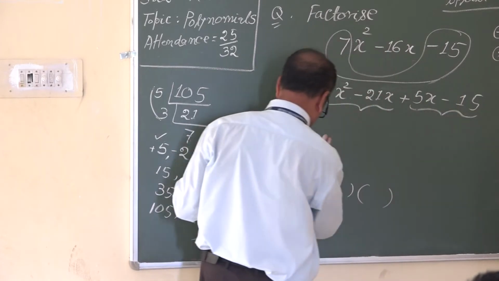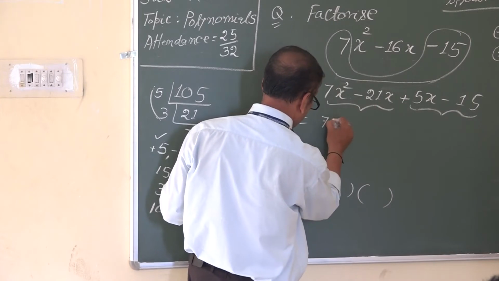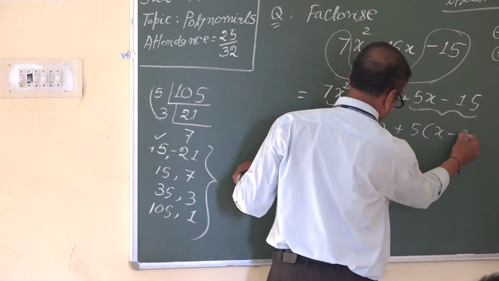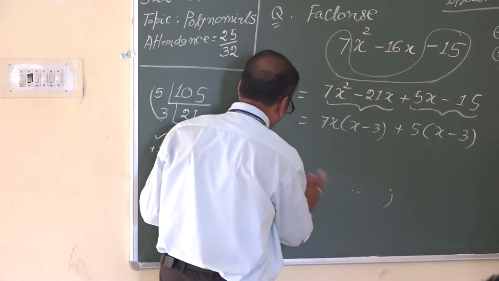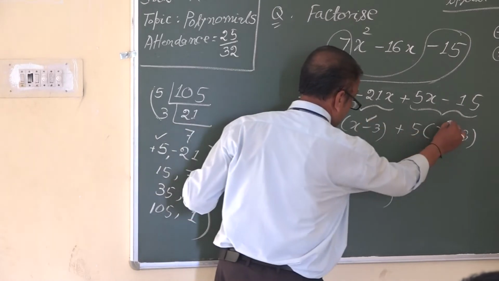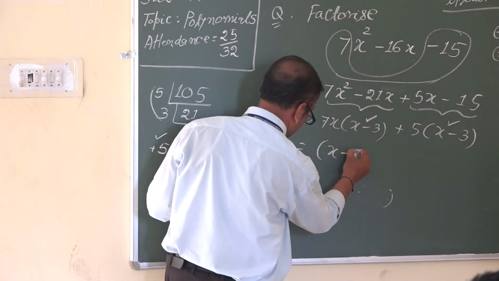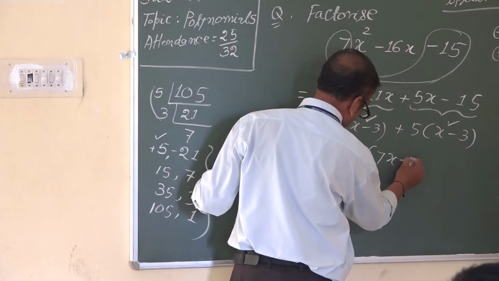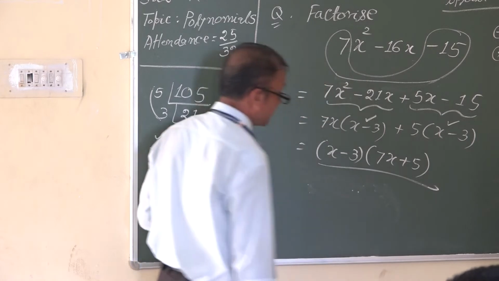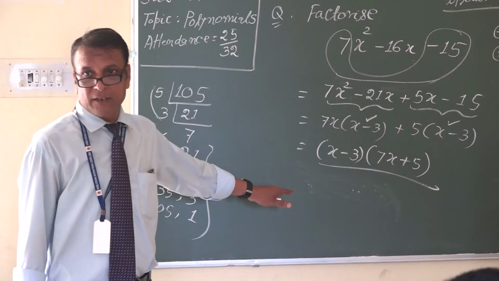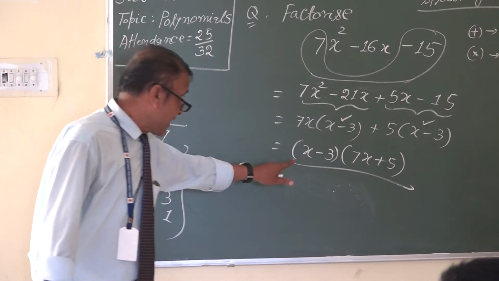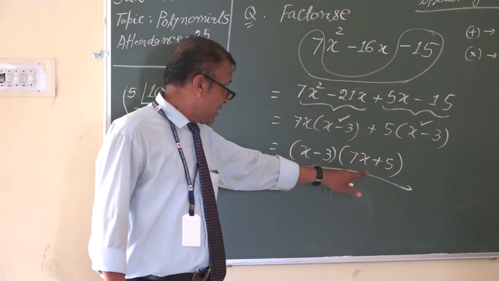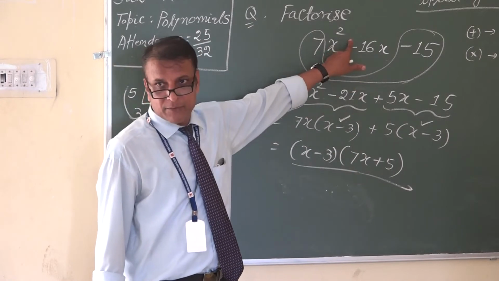Make 2 pairs here. When you take common 7x, it is x minus 3 plus 5, taking common, it is x minus 3. Now here x minus 3, x minus 3. So, 2x minus 3 से ले आया, बाकी जो remaining, this is the factor. This is the factorization, and these are the factors. So, x minus 3 is a factor of this one. 7x plus 5 is also a factor of this one.